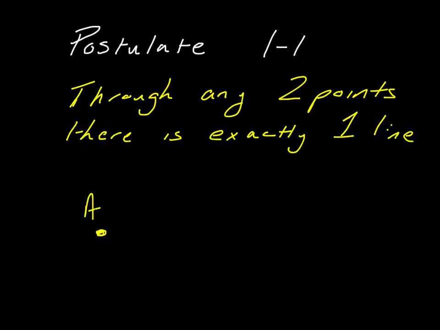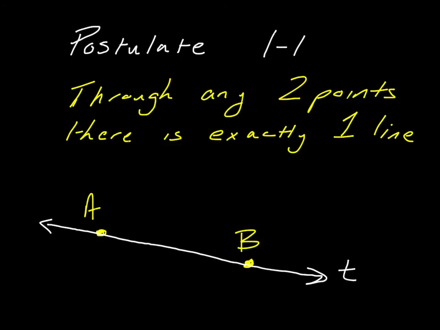So if we look at point A and point B down there, again, you can use any letters, I just keep using A and B. There's only one line that I can draw that's actually going to make it through A and B. Can't draw any others. We're going to name that line T. There are no other lines that would hit through points A and B.